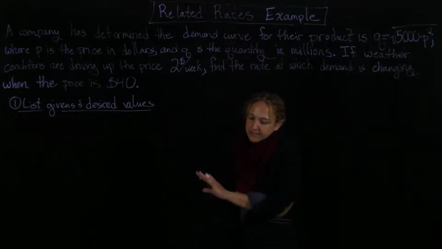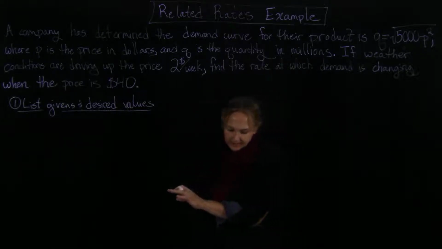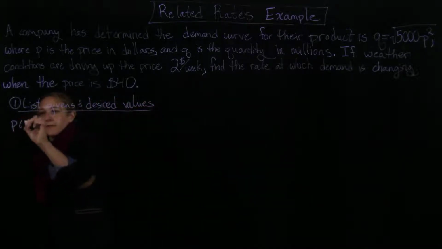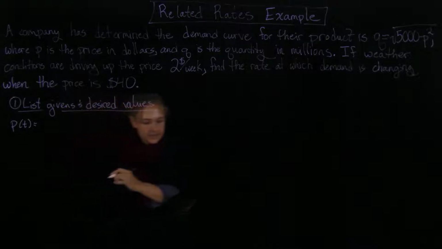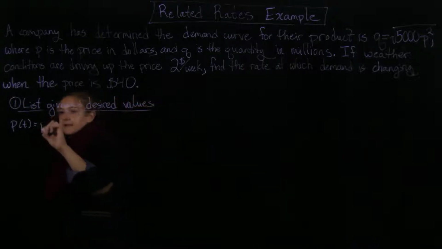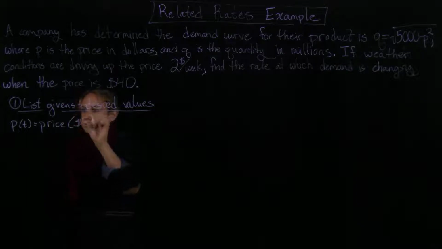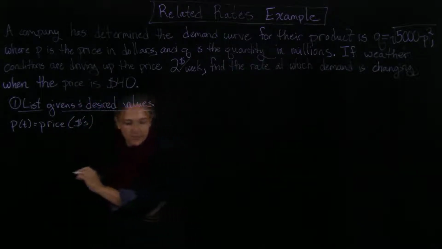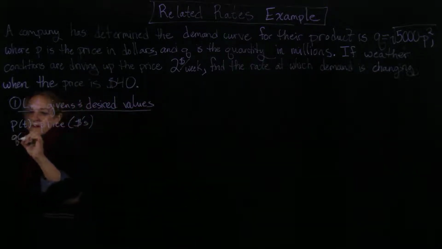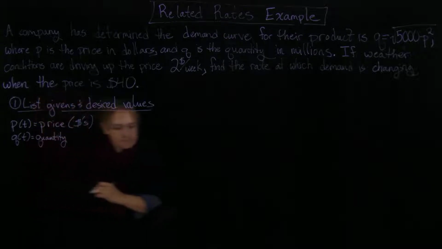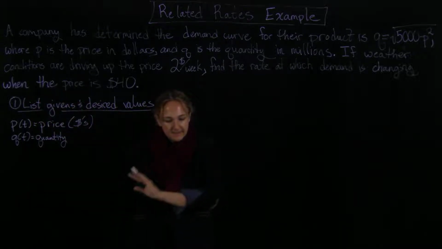But in this step one, the first thing that we can do is write down what everything is. So we have P of t is going to equal the price in dollars. So we're looking at price, and we're looking at these in dollars, so that's good to keep track of. We know that Q of t is equal to the quantity, in millions.